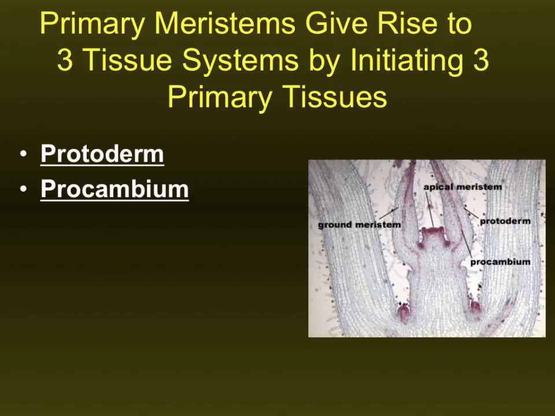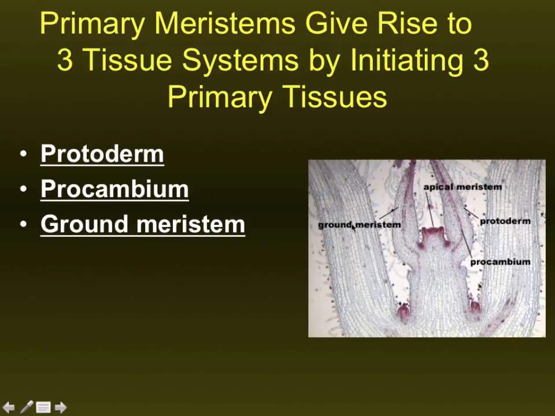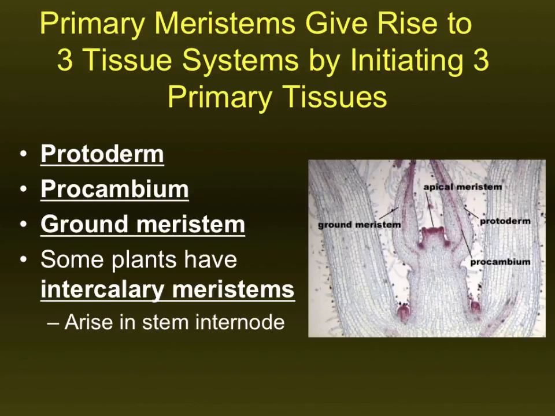We also have a procambium. Procambium is all the way in the middle. Procambium is going to give rise eventually to vascular tissue. These cells eventually differentiate into vascular tissue. And then sandwiched between the protoderm and procambium is the ground meristem, which is right in here, and that's going to give rise to ground tissue. So these three are like the precursors to the main primary tissue types we talked about before, the dermal tissue, the vascular tissue, and the ground tissue.